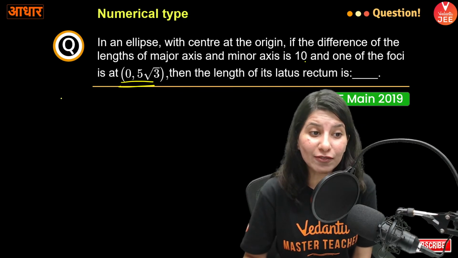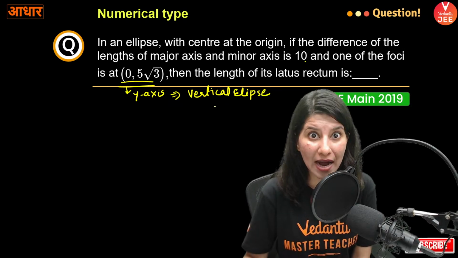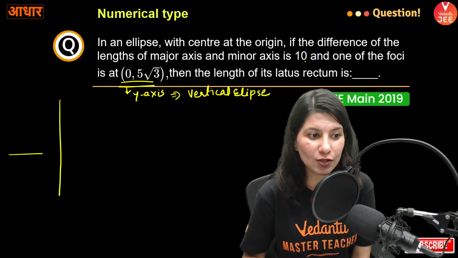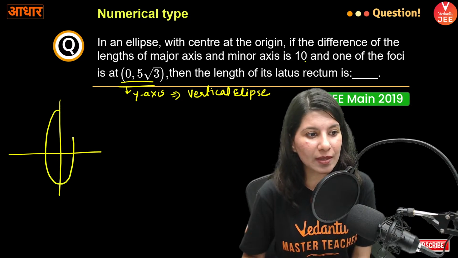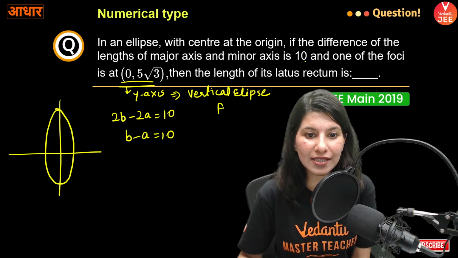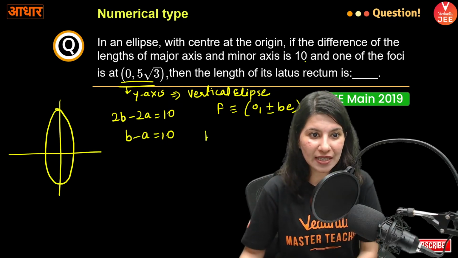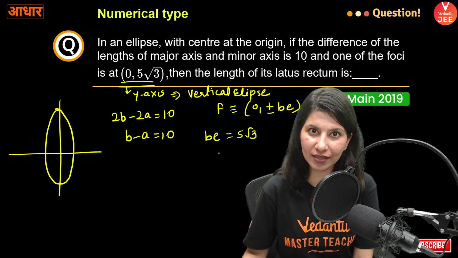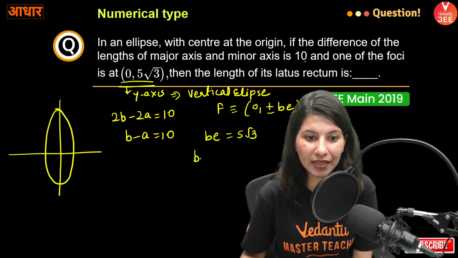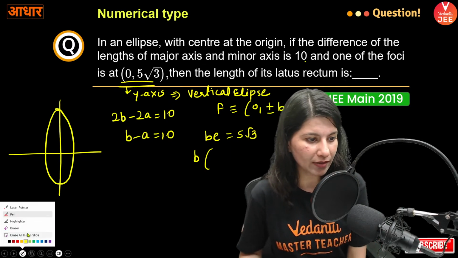Okay, now we can see focus is lying on the y-axis. When focus lies on the y-axis, this implies it is a vertical ellipse. So in a vertical ellipse the major axis is 2b, so 2b minus 2a is given as 10. B minus a is 5, right? And focus, tell me, focus is (0, plus minus BE), right? So BE is what they are saying, 5 root 3, right? And you know the value of E, or you can square it. Let's do one thing, square both the sides.